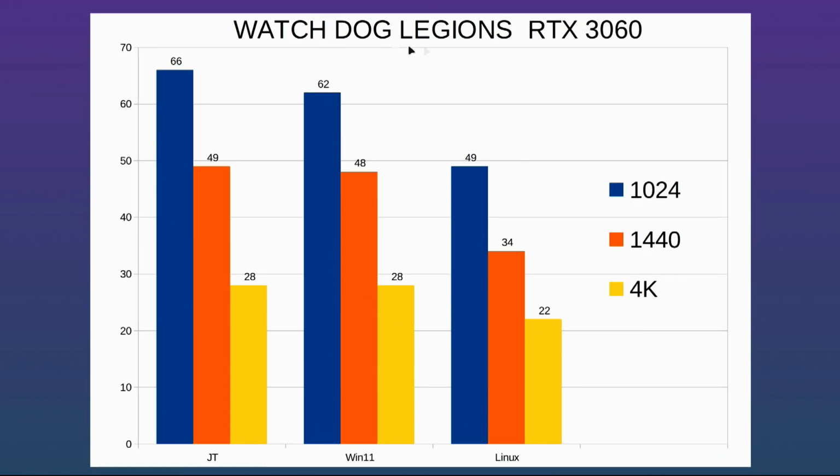So Watch Dogs Legion, we have the RTX 3060. Now this is pushing that card to do this in ultra high mode, but that's what Jarrod's Tech tests his stuff in, so that's what I tested mine with. So he has 66 in 1080p, 49 in 2K, 28 in 4K. I have 62 on my Windows system in 1080p, 48 in 2K, 28 in 4K. Then in Linux, I have 49 frames per second in 1080p, 34 in 2K, 22 in 4K. So a little disappointing there in the performance on Linux.